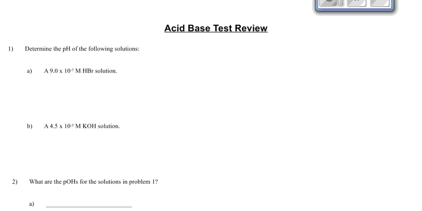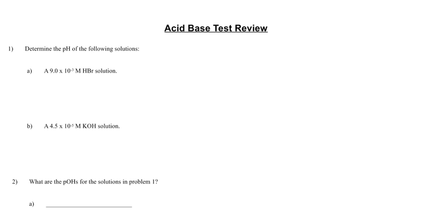All right, so today we're going to be doing the acid-base test review. You have your test tomorrow, and so we're going to go through and make sure we know how to do all the problems. The first problem is a pH problem. We're going to have a lot of these. And it says determine the pH of the following solution.